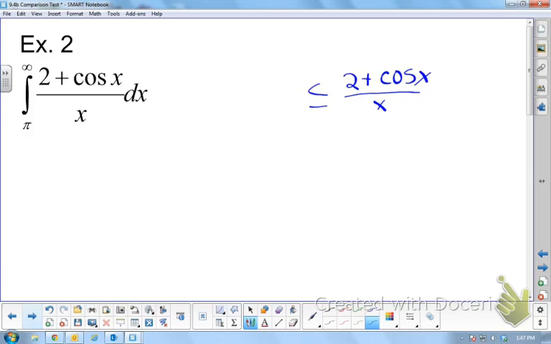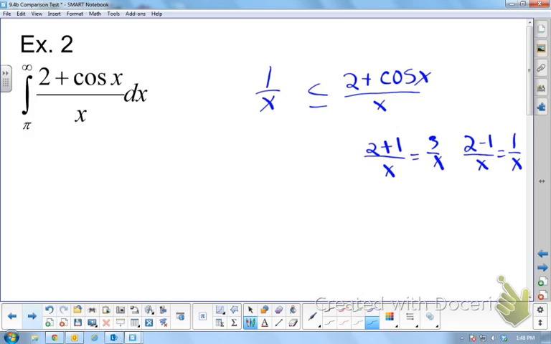So we definitely want this to be smaller. We check and see what would happen. If we had a +1 there, we'd get 3 over x. If we had a -1 there, we'd get 1 over x. So we want to pick the smallest one because we want to make sure it's definitely smaller than 2 plus cosine x. So we're going to pick 1 over x as our function that is smaller.